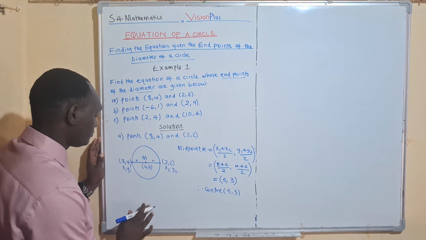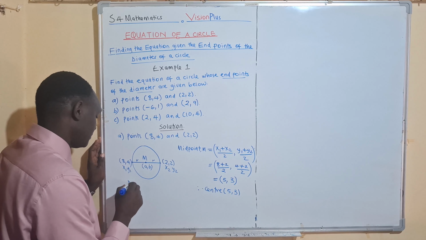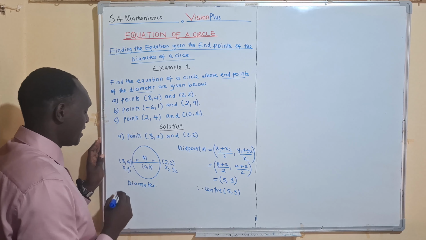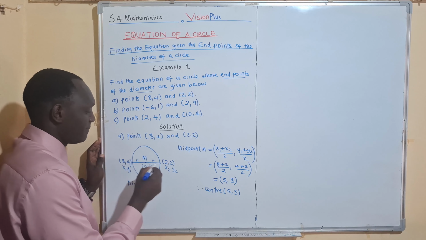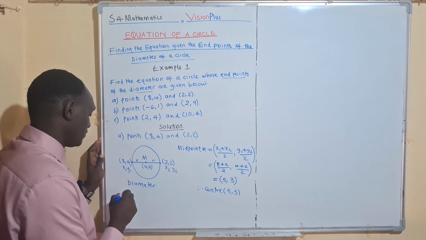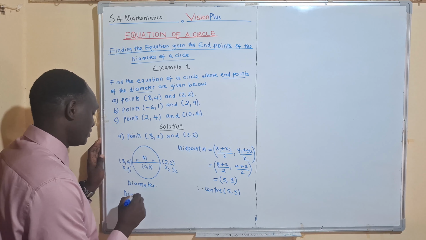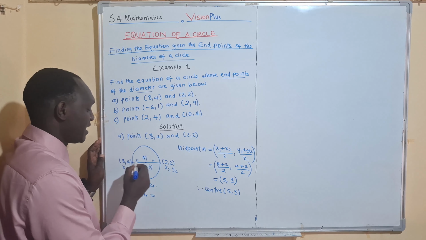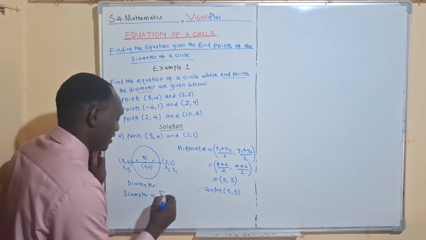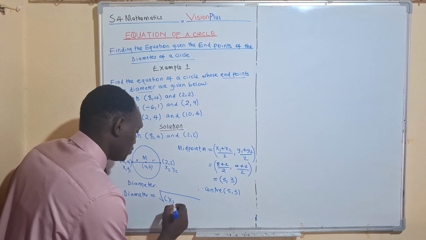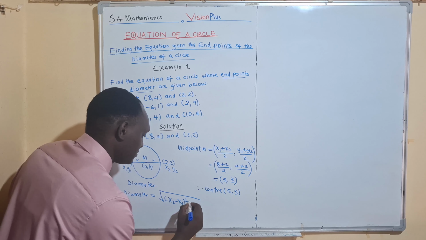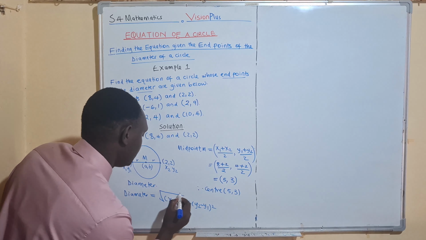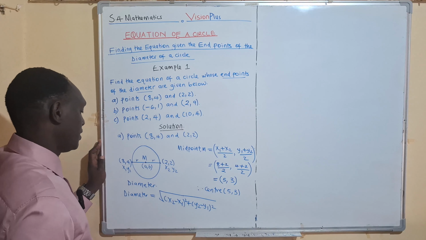So from here, let me start by getting the diameter so that we divide the diameter by 2 and it gives us the radius. Now the diameter is the distance from here up to there. So now the diameter, let me write in full. It's going to be the distance between 2 points, that is the length between 2 points, which we know is given by the square root of (x2 minus x1) squared plus (y2 minus y1) squared. I hope this is clear. And then we'll substitute.